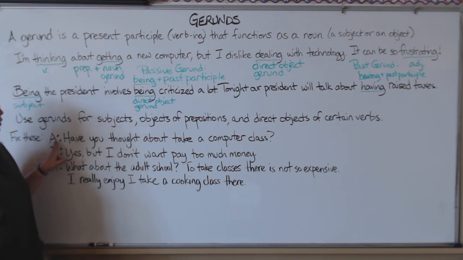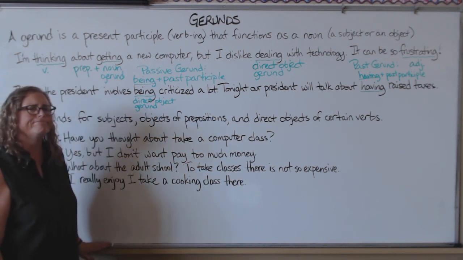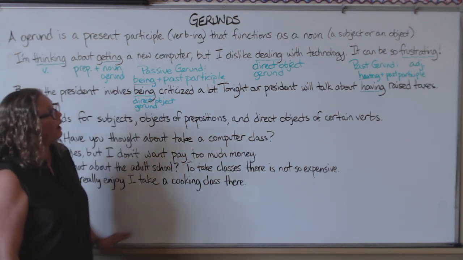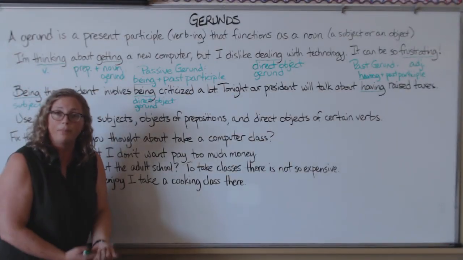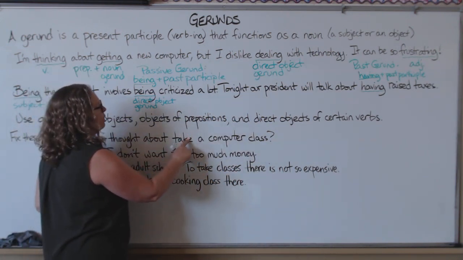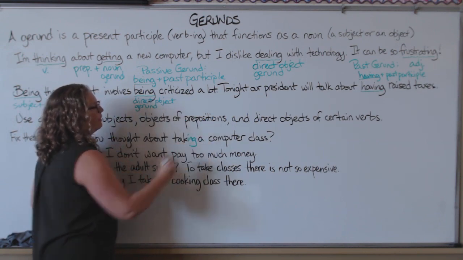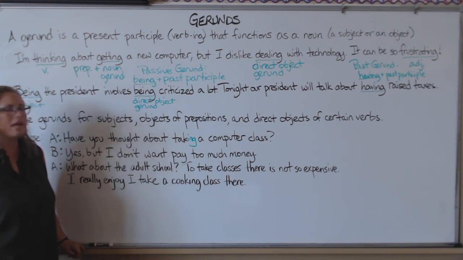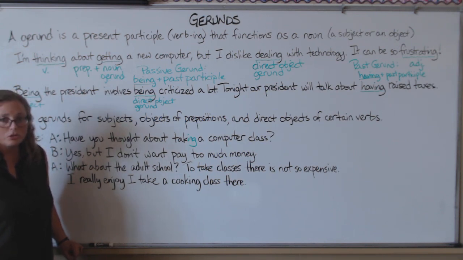So, for the first one, have you thought about take a computer class? You should be aware now. We talked about about. About is a preposition. What comes after a preposition? Okay, you can't say take. You have to say taking. Have you thought about taking a computer class? There's no other good form here. This is why you need to know how to use gerunds.